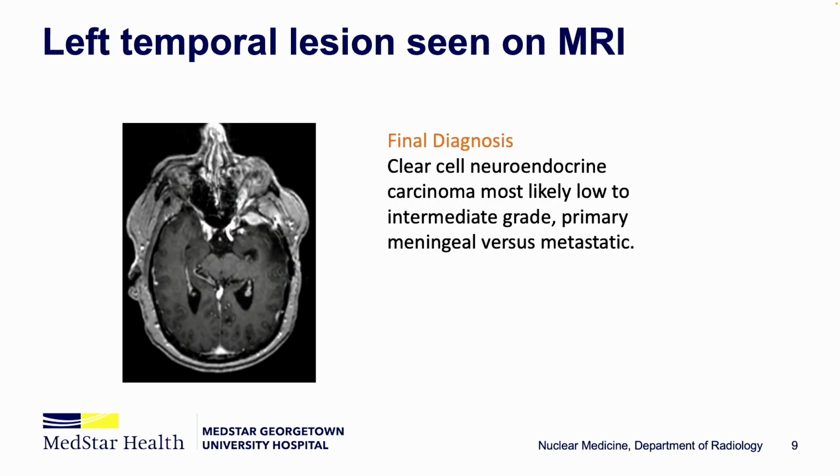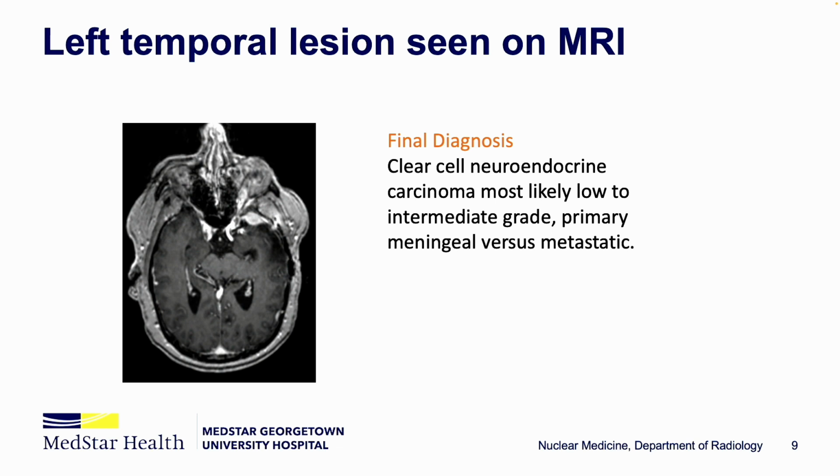And this is one case that we had. This was a patient that had some neurological problems, and so had an MRI, and they found this lesion here. They did a biopsy. Final diagnosis was that of a clear cell neuroendocrine carcinoma, most likely low to intermediate grade, primary meningeal versus metastatic. So we have now a metastatic lesion of neuroendocrine tumor. It's actually quite important to find the primary lesion.